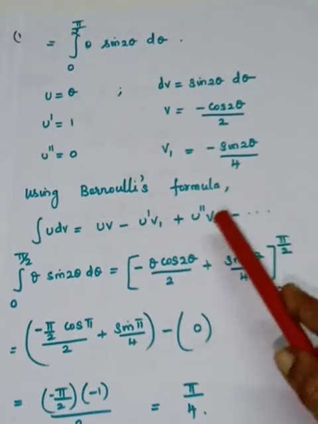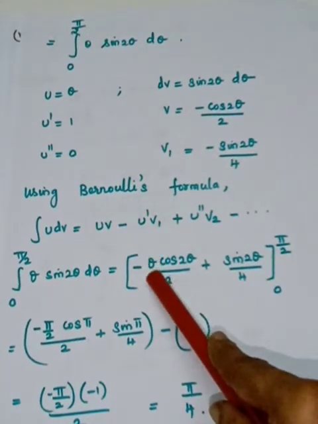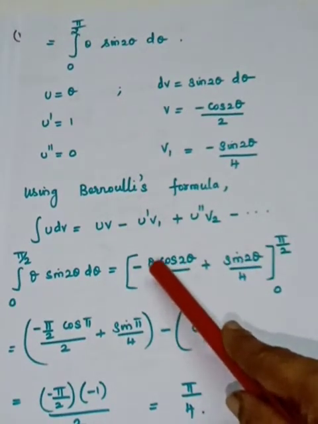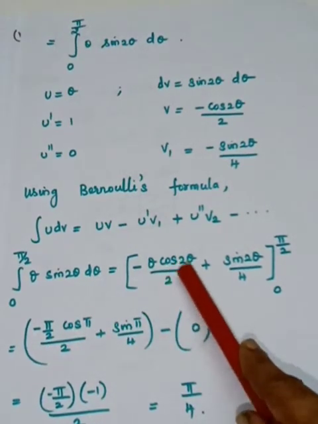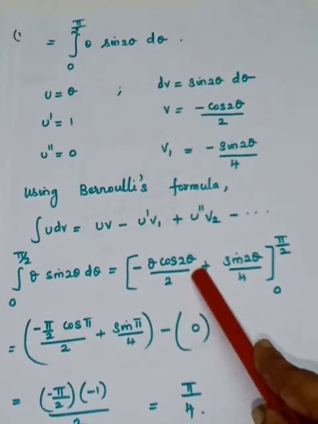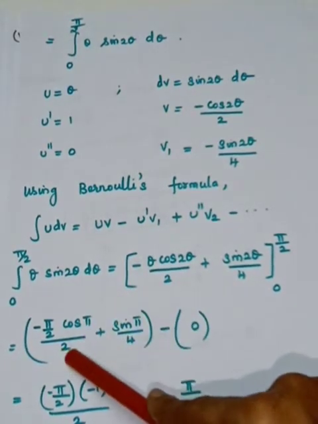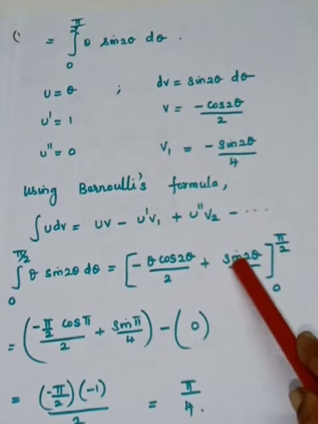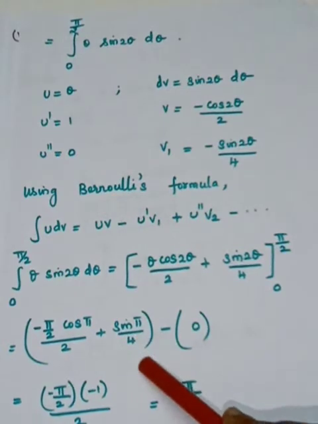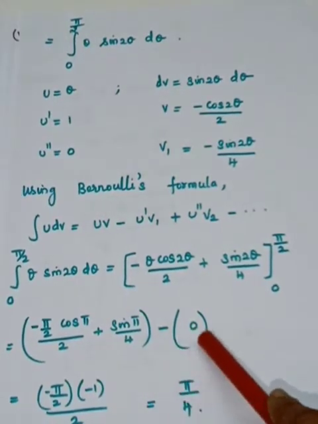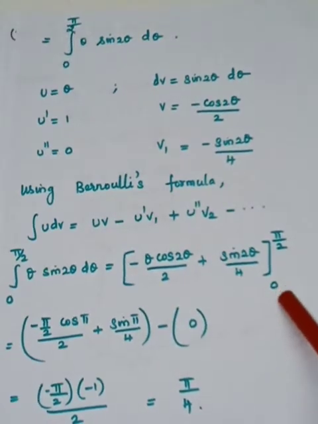So first you have to apply the upper limit. What is the variable involved? Theta. So in the place of theta you have to apply the upper limit. So minus pi by 2 cos of 2 into pi by 2. So 2 getting cancelled, you have cos pi divided by 2 plus sin 2 into pi by 2, so sin pi by 4. So the upper limit is over. Before moving to the lower limit, you have to write minus in between. So apply the lower limit.